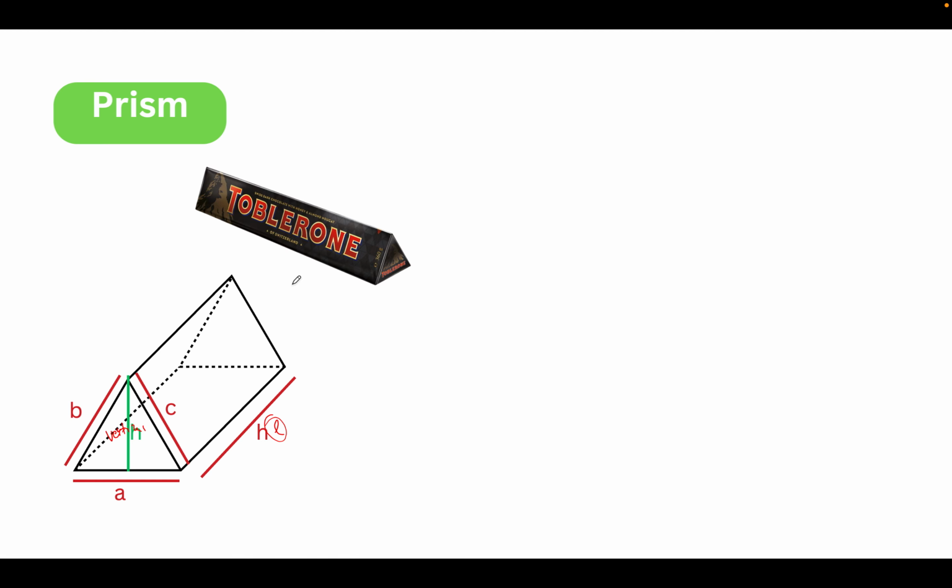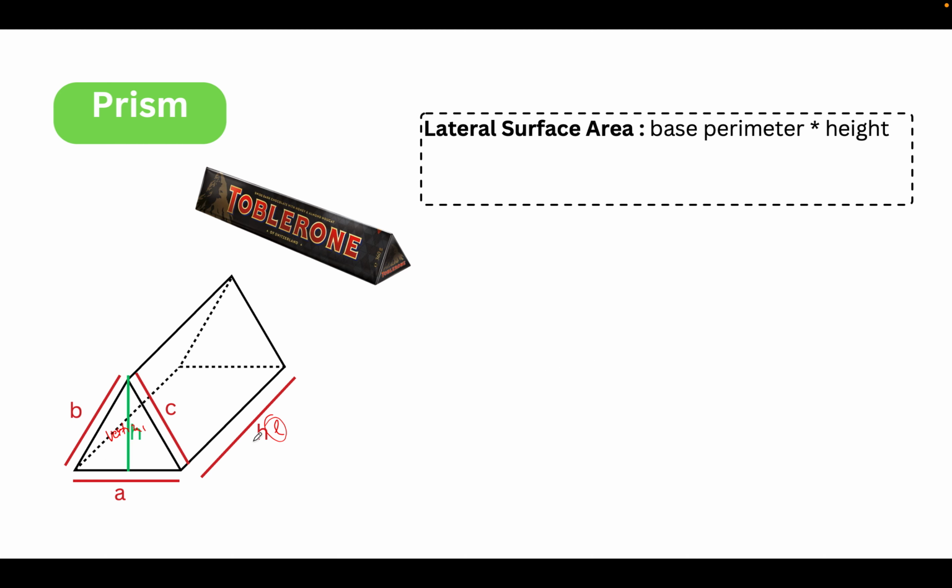Now to find the lateral surface area of the prism, we will add the sides to get the base perimeter and then multiply that with the height of the prism. So the perimeter of the base is a plus b plus c in this figure, and the height is equal to h. So this is how we find the lateral surface area of the prism. As I have already told you, lateral surface area is the area that gets colored when you dip that 3D object into a bucket of color. So this is about the lateral surface area of a prism, a triangular prism to be precise.